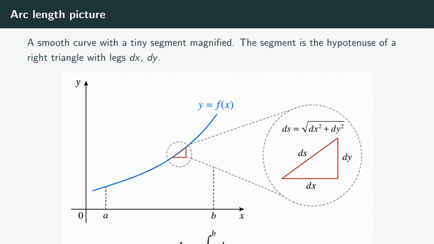The Riemann template again. Chop, approximate by something straight, sum, take limit. The only new content is what each small piece is and how we measure its length. Here, a small piece is a tiny line segment, and we measure it by Pythagoras.